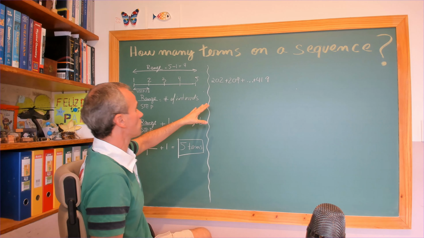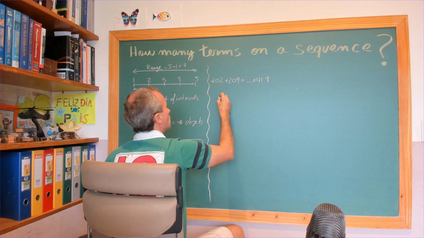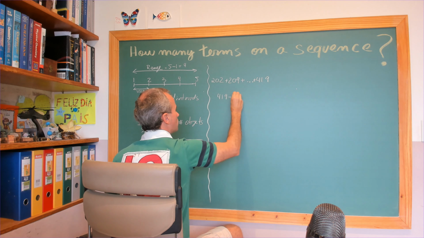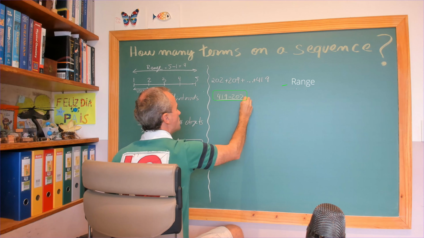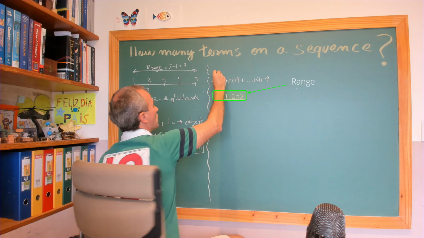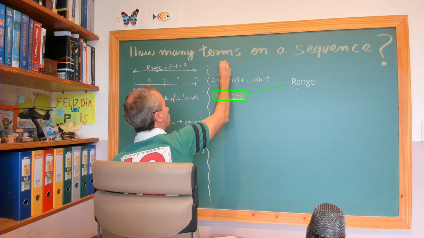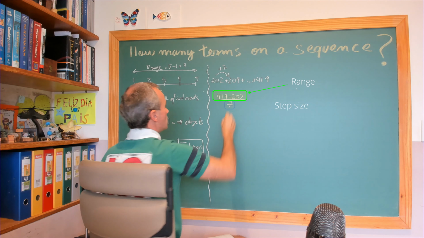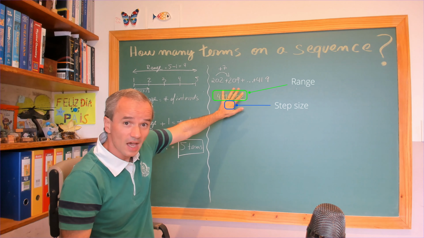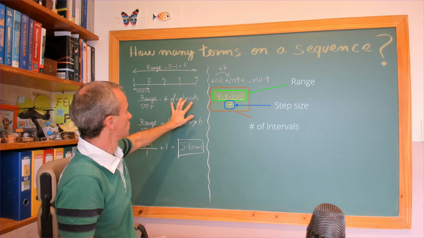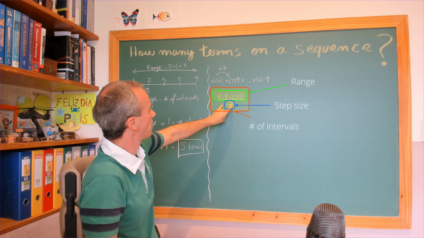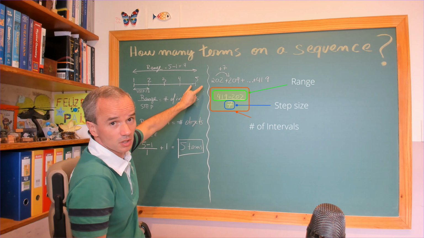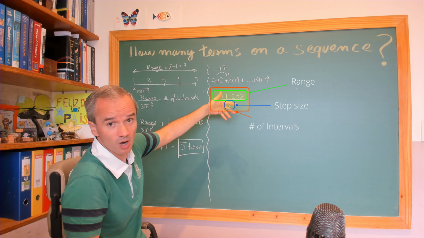So, to get the number of terms, we're going to take the range. What is the range? 419 minus the first one. Divide by the step size. We are going always by 7, aren't we? 7, 7, 7, 7. But so far, we have the number of intervals. You see, you take the range, divide by the step size. How many steps are within this range? The number of steps or the number of intervals.